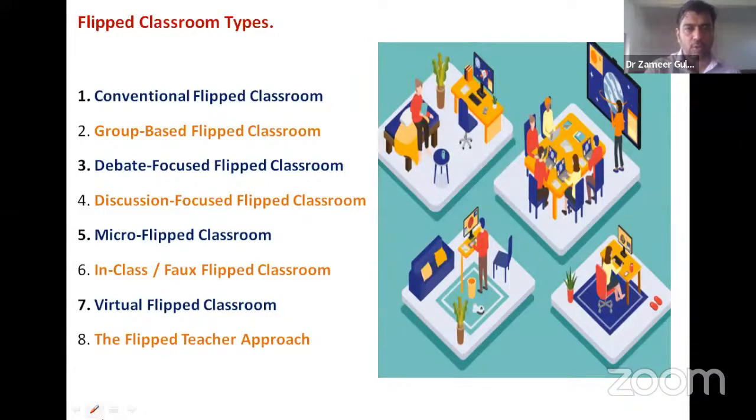Then next is group-based, debate focus, discussion focus. Then there is a micro flipped classroom. There is a Fox flipped classroom. There is a virtual flipped classroom and the flipped teacher approach. These are just the types of flipped classroom, which is our second modern teaching practice. Why I kept this slide is that most teachers all around the world are following the flipped classroom, like faculties who are teaching English, who are teaching native languages. So they are using flipped classrooms.